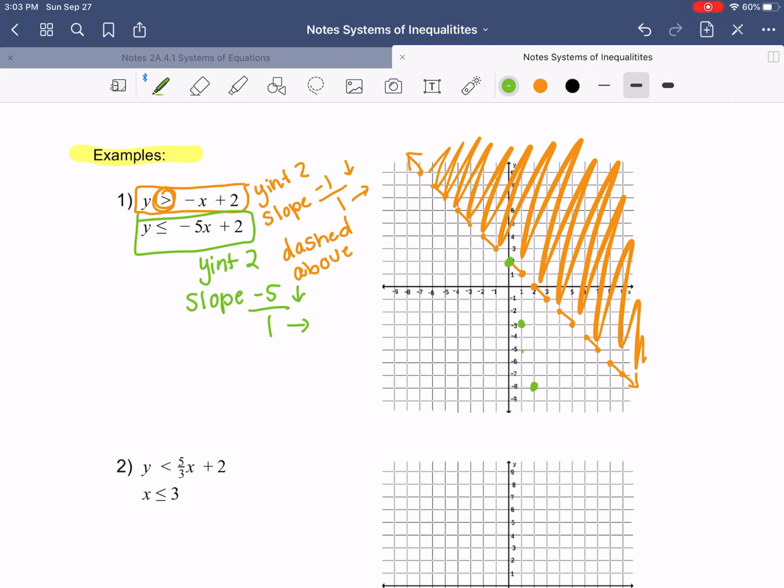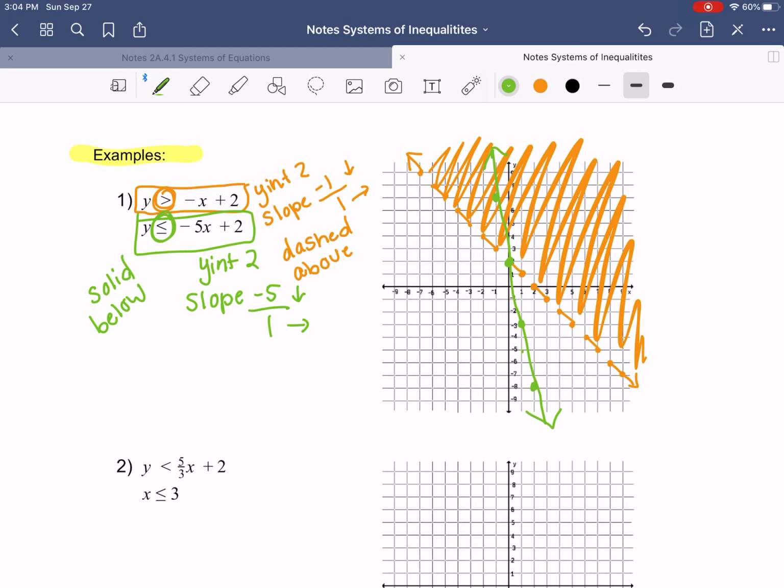I ran out of room. I could go the opposite. I could go up 5, 1, 2, 3, 4, 5, and then left 1. And then I've kind of run out of room. Since it is a less than or equal to, that means it's going to be solid. And it's less than, so I'm going to shade below. So solid line for this one. It's a little bit harder to draw. Solid line, and I'm going to shade below.